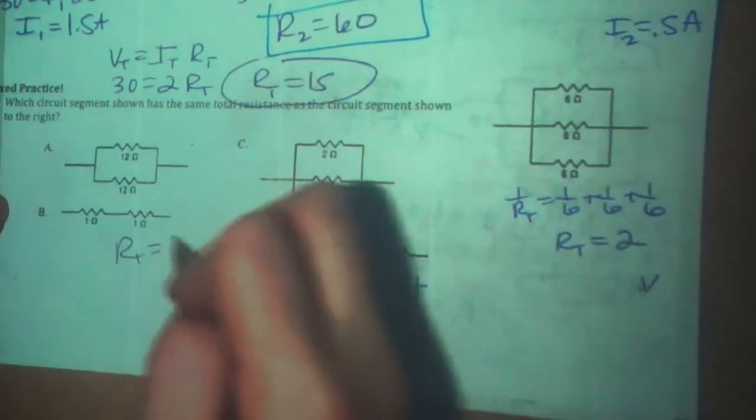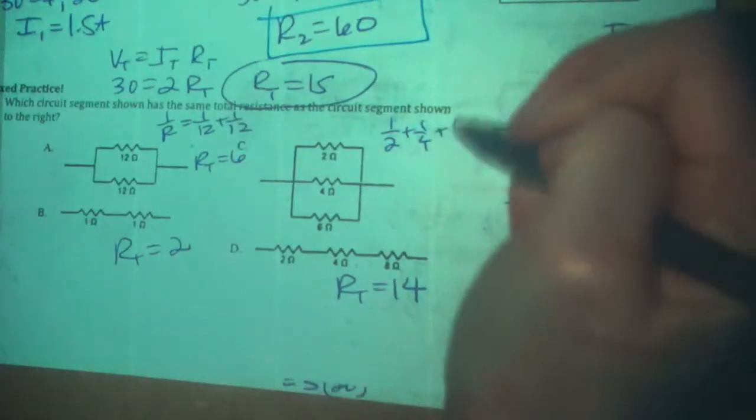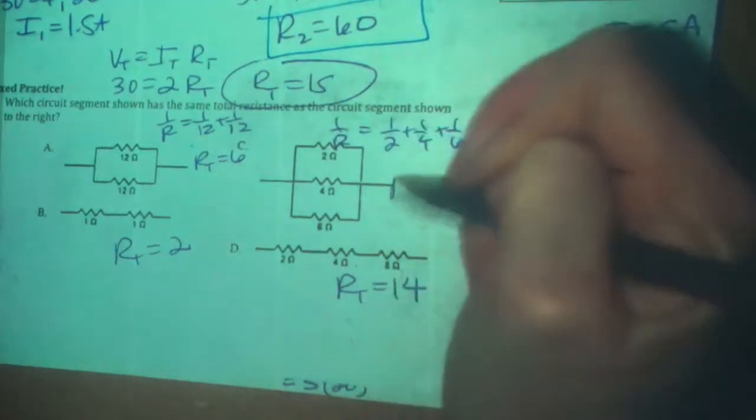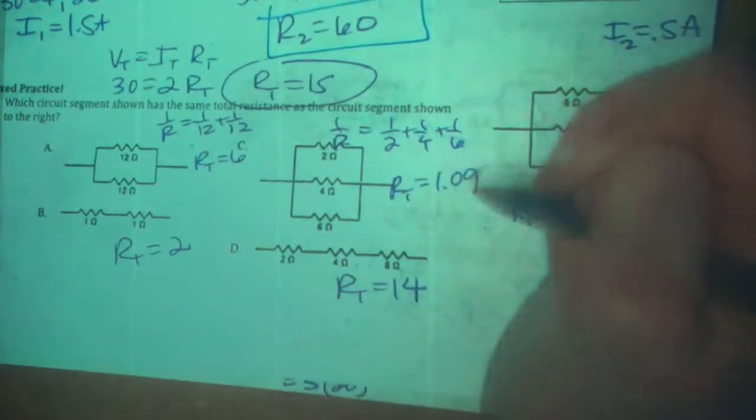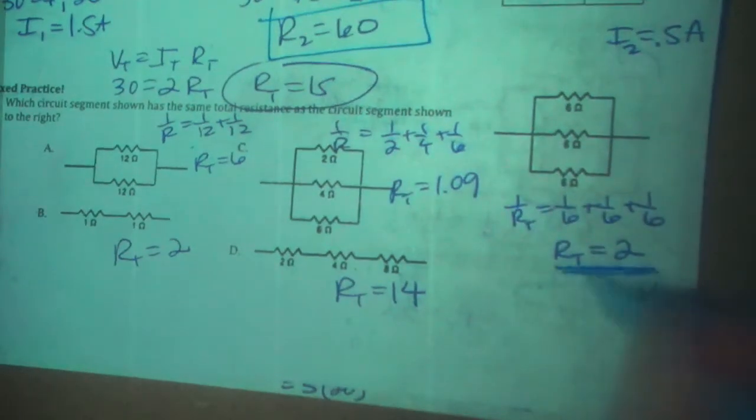Here, this is a total resistance of 2. 1 over R is 1 over 12 plus 1 over 12. This would give me a total resistance of 6. 1 over 2 plus 1 over 4 plus 1 over 6 is 1 over R here, so that would give me a total resistance of 1.09. So the one that matches the original is just B.